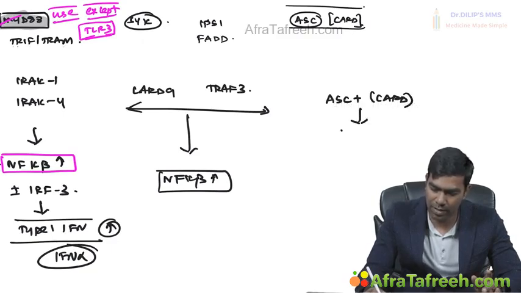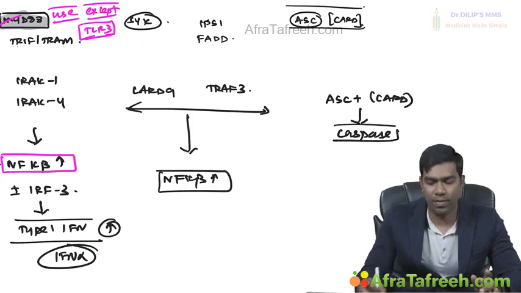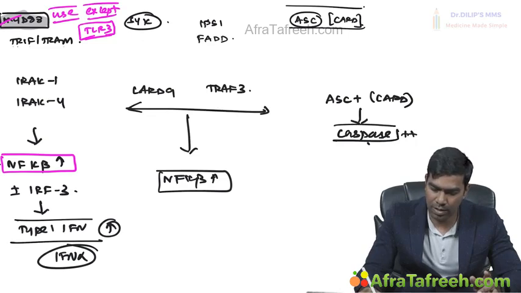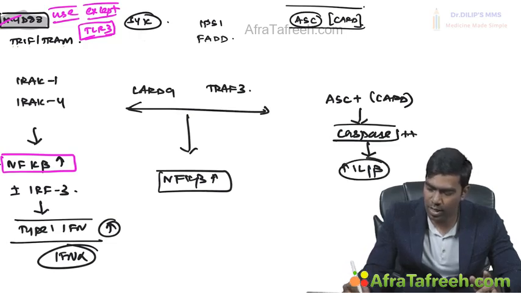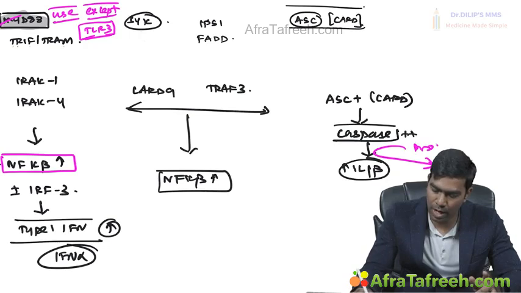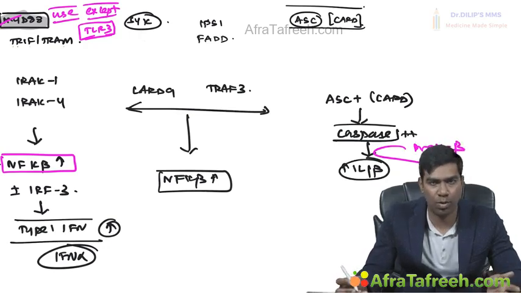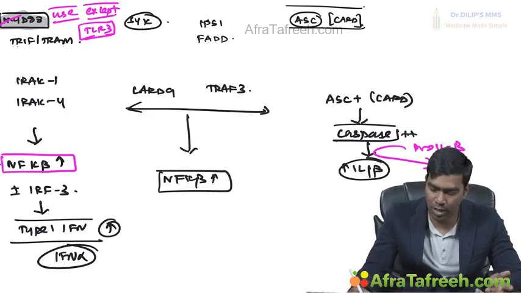Once ASC is activated, they will activate caspase 1. Once caspase 1 activation happens, they will increase the production of IL-1 beta. How they do that is by cleaving this pro-IL-1 beta. The pro component of the pro-IL-1 beta will be removed and they will form active IL-1 beta.